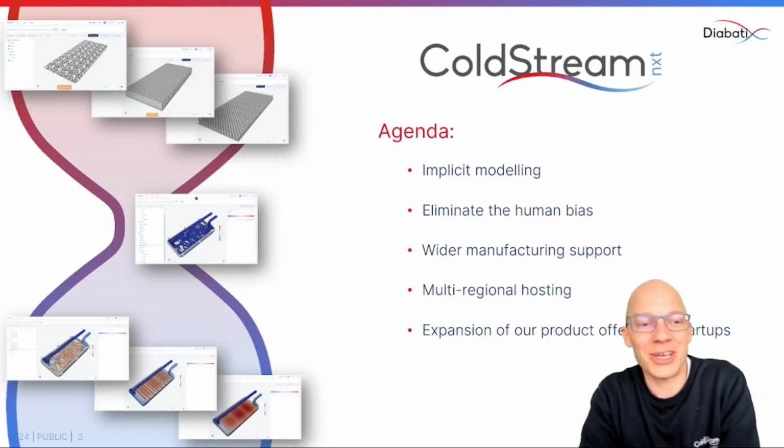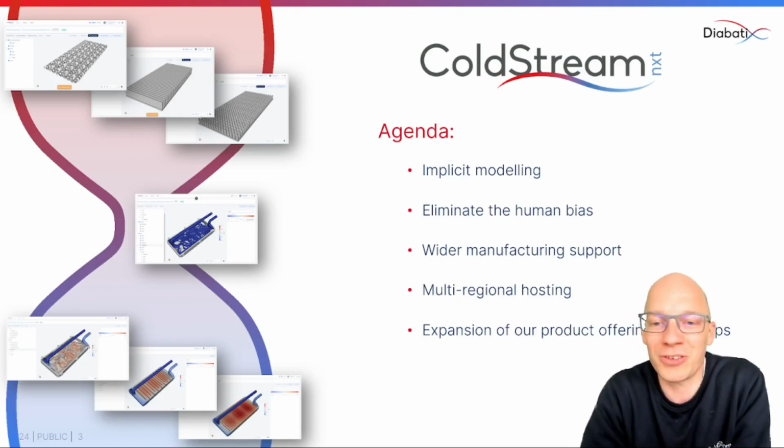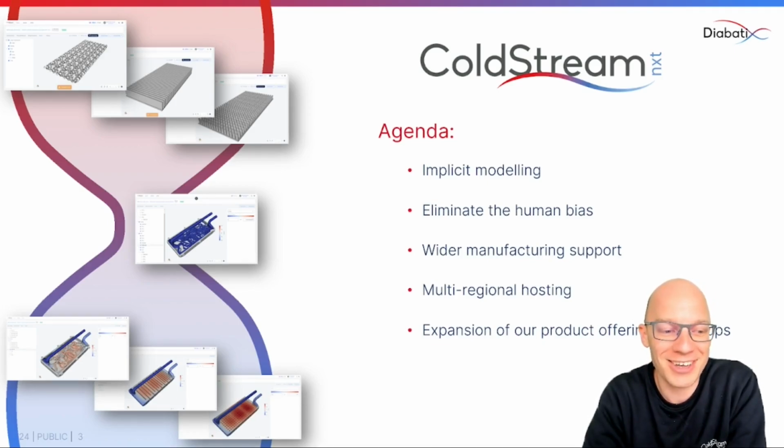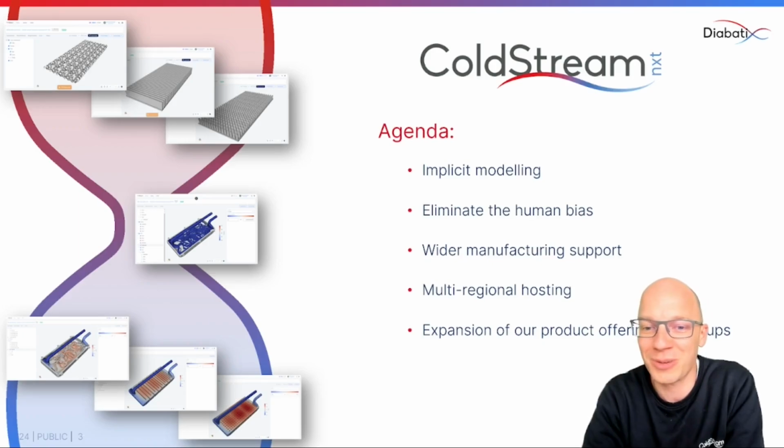So let's immediately dive in and let's show you what's on the agenda of this webinar. First of all, and this is a big novelty in ColdStream, we are launching implicit modeling and making it available. Implicit modeling has been on the market in some context on structural management. Well, we are moving it to thermal management and with some very fancy and very nice results that you should explore together with us. And that also allows you to eliminate human bias from the design process.